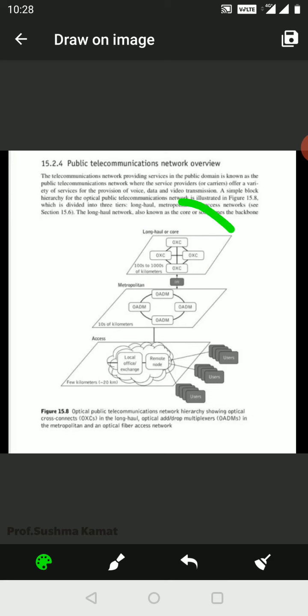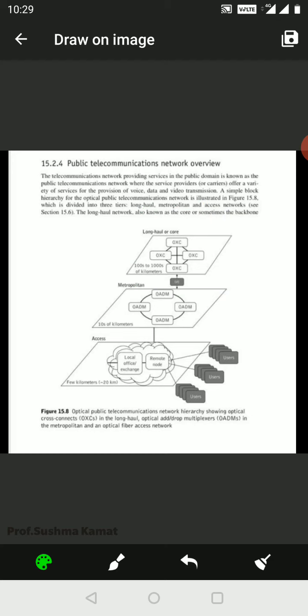Here we have considered 4 OXCs, so each of which will represent one part. So all of it can be connected within the country. So this is about the long haul or core. This can cover hundreds to thousands of kilometers. So the next one happens to be the metropolitan.